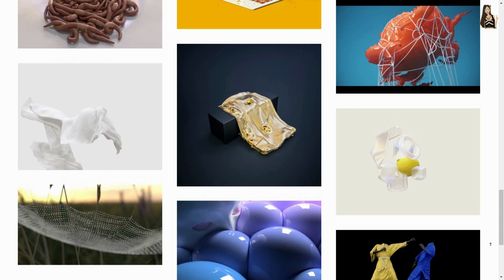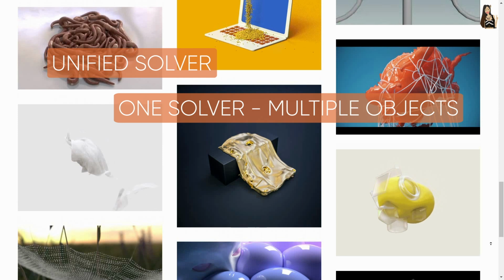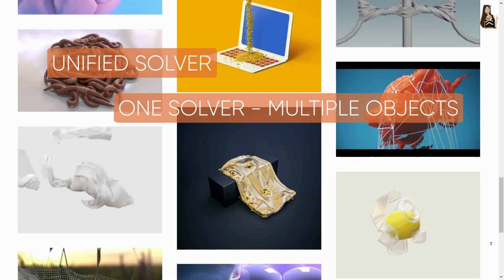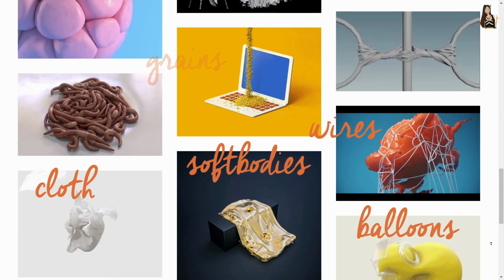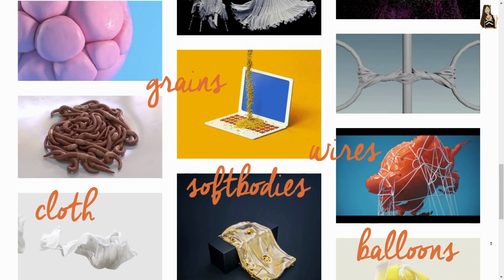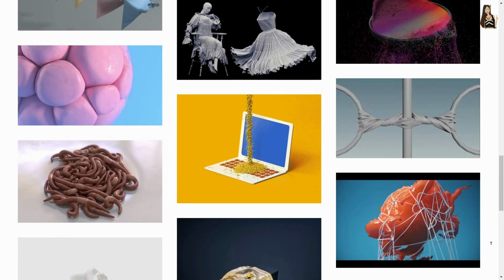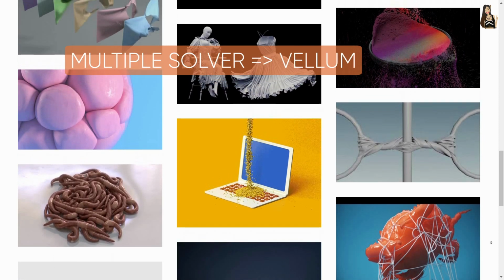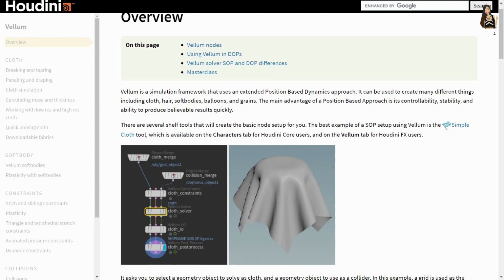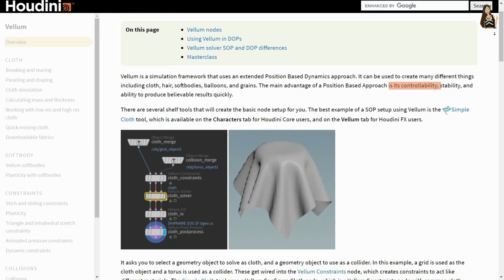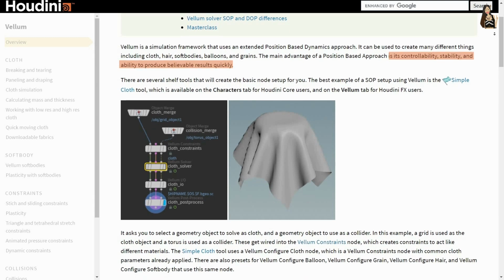Vellum solver is a unified solver, which means that you can use one solver to handle many different types of objects and simulations. So you can use it to create things such as cloth, wires, soft bodies, balloons, grains, and you only use one solver to combine all of these types of simulations. Usually you would create multiple solvers in Houdini, but here you just use Vellum. According to Side Effects, the main advantage of this workflow is its controllability, stability, and ability to produce believable results quickly. So let's see if that's true.